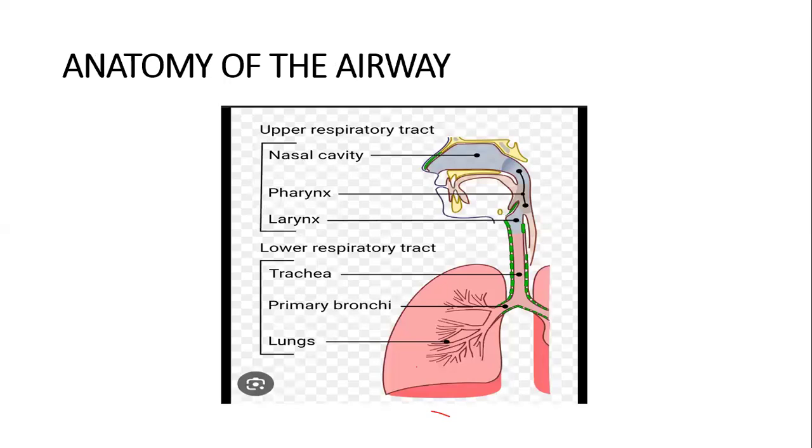So this is just a brief anatomy of the upper and the lower airway. The upper airway comprising of the nasal cavity, the pharynx, and the larynx, and the lower airway comprising of the trachea, the primary bronchi, and the lungs.